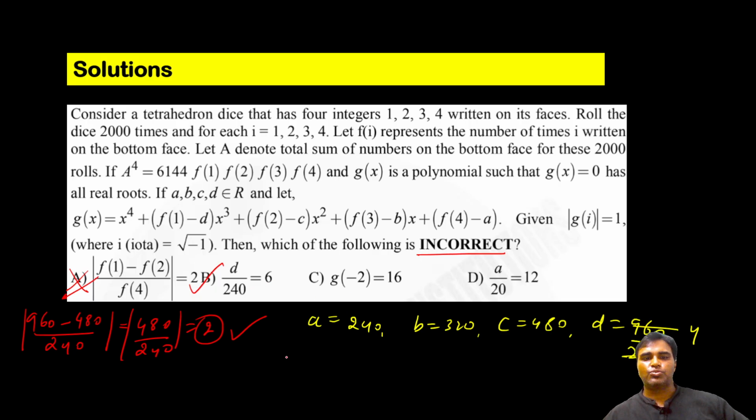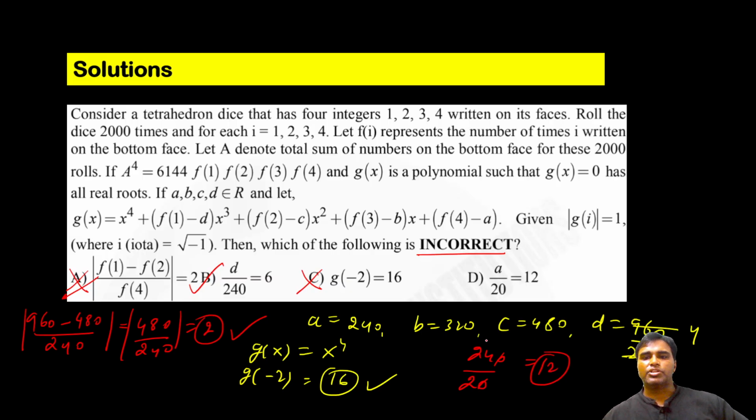G of minus 2. G of x, we know. What is the G of x? G of x is x power 4 only. So G of minus 2 is how much? Minus 2 power 4, 16. So this is correct. A by 20, if you do 240 by 20, you are getting 12. So this is also correct, right? So correct are B and D and incorrect are A and C.